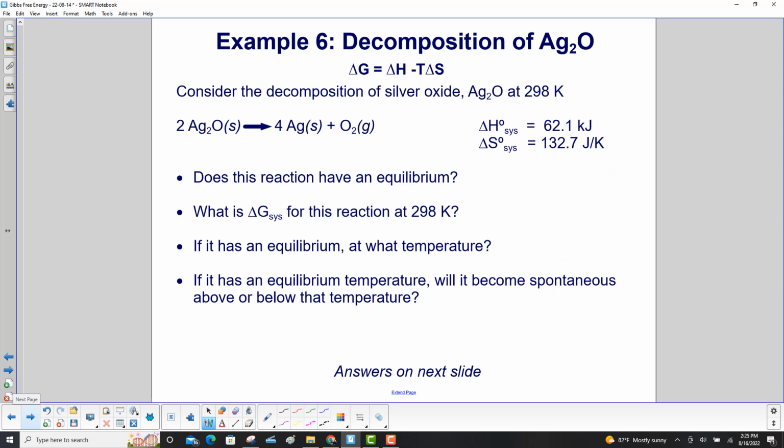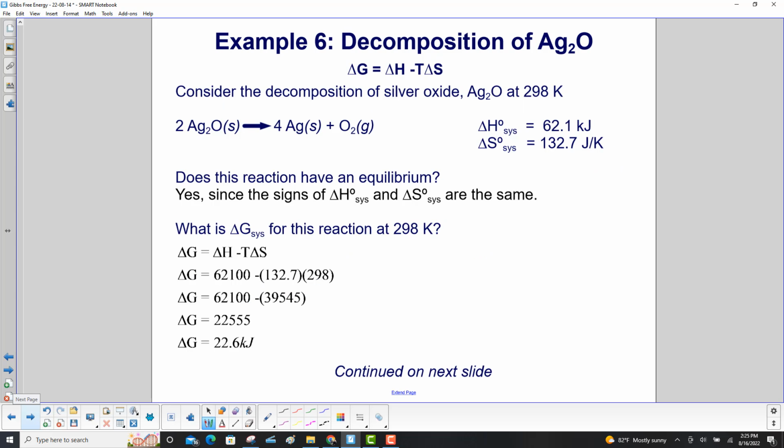Example 6, decomposition of silver oxide. We have the equation here. Silver oxide decomposes into silver and oxygen. We have our values for delta H and delta S for the reaction. Does it have an equilibrium? What is delta G for this reaction at 298 Kelvin? If it has an equilibrium, at what temperature? If it has an equilibrium temperature, will it become spontaneous above or below that temperature?